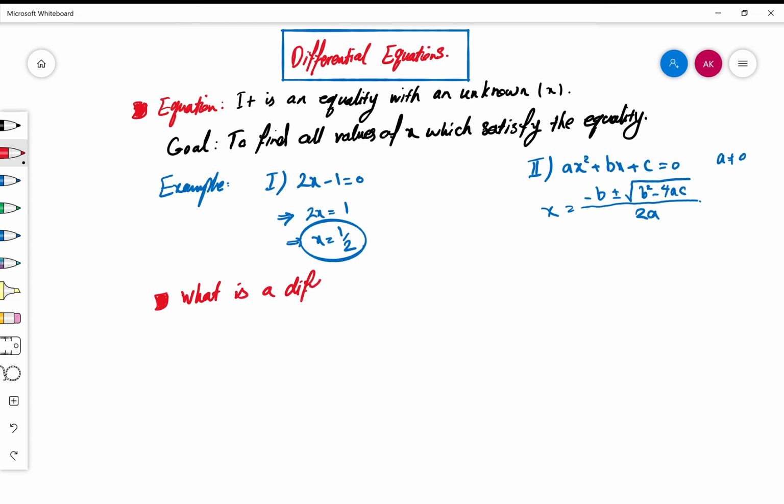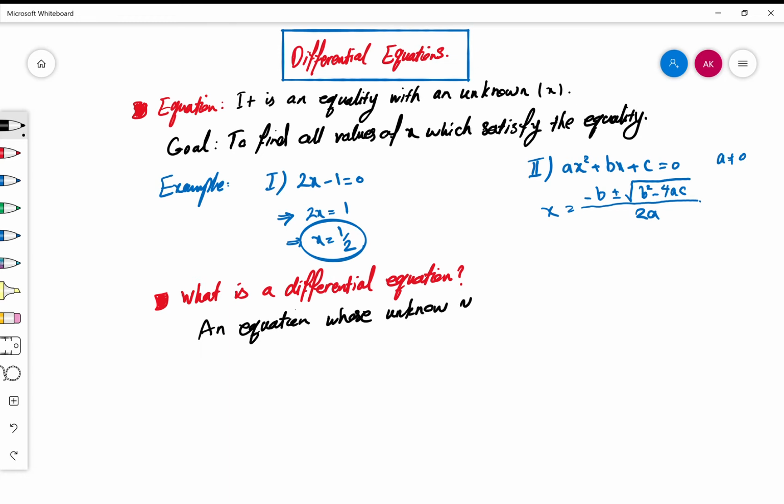differential equations? What is a differential equation? Well, it is an equation. It means that there will be some equality somewhere whose unknown, usually we denote it by y, is a function of a variable x. In other words, what we are looking for in a differential equation is the function.